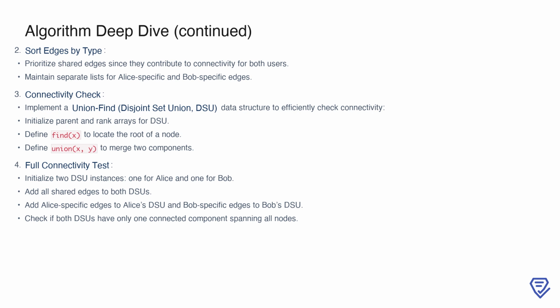With DSU initialized, we then test full connectivity. This involves setting up two separate DSU instances, one for Alice and one for Bob. Shared edges are added to both DSUs, while Alice-specific edges are added only to Alice's DSU and Bob-specific edges only to Bob's. By the end, we verify that both DSUs represent a single connected component spanning all nodes.